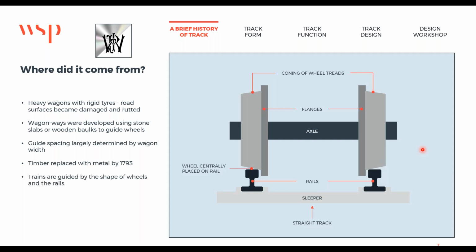And there's a little picture of a wheel and some flanges on it. The grey areas there are the flanges on the insides, and the wheel treads are coned slightly. An axle through the middle, sitting on top of rails, sitting on the sleeper on a bit of straight track. So the modern railway was therefore now invented, with flanged wheels sitting on top of the rails.